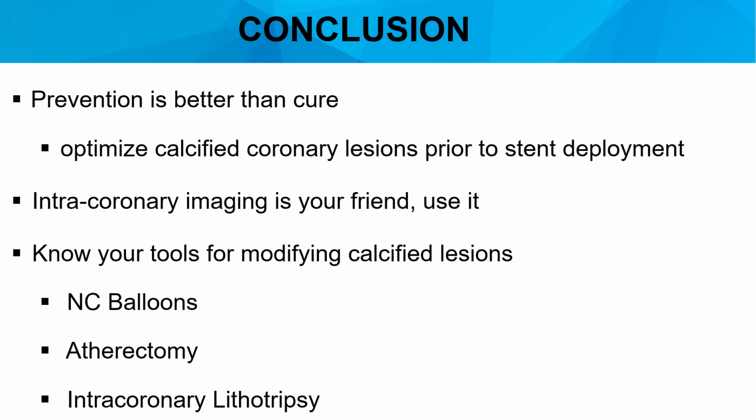In conclusion, prevention is better than cure. Optimize calcified lesions prior to stent deployment. Intracoronary imaging, whether IVUS or OCT, is your friend, use it. Know your tools for modifying calcified lesions, and these include non-compliant balloons, atherectomy, laser or rotational atherectomy for the unexpandable stent, and intracoronary lithotripsy.